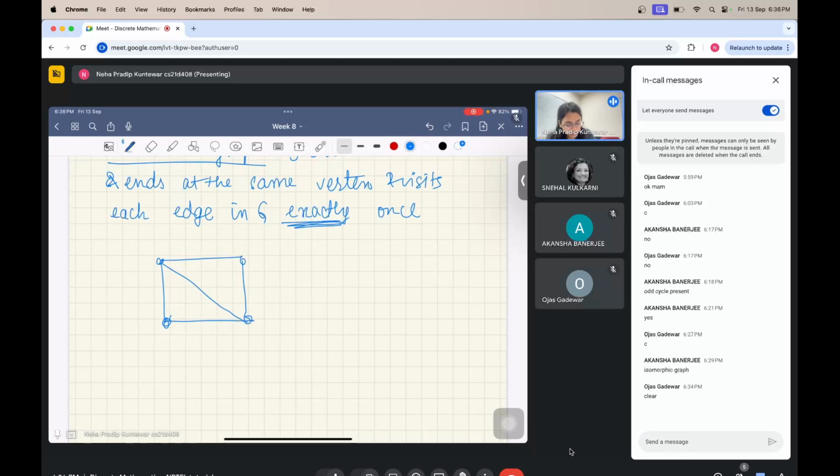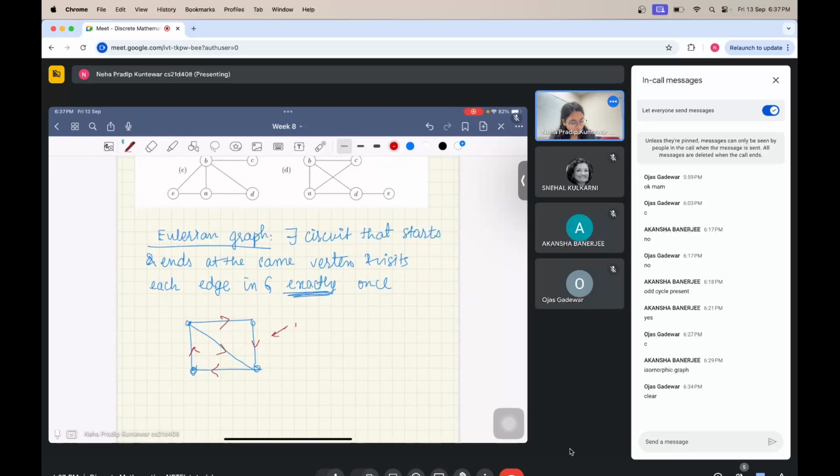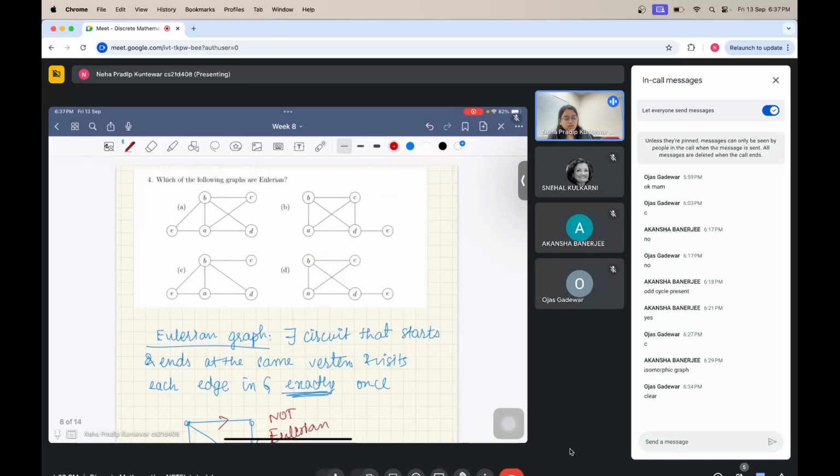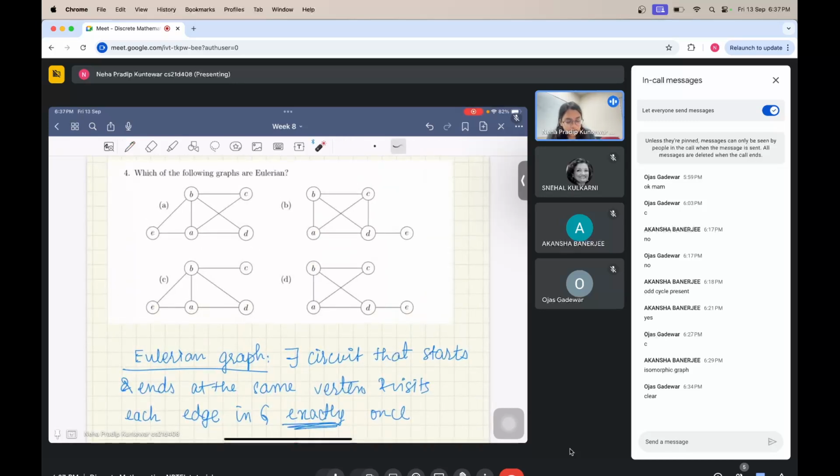So in this case, no matter how you try to use the edges, you will never end up at the same point where you started. So this is not an Eulerian graph in that sense. Similarly, you can try out these examples, and you can let me know which of these you think are Eulerian.